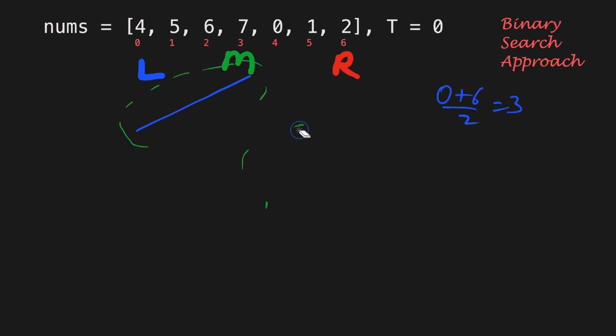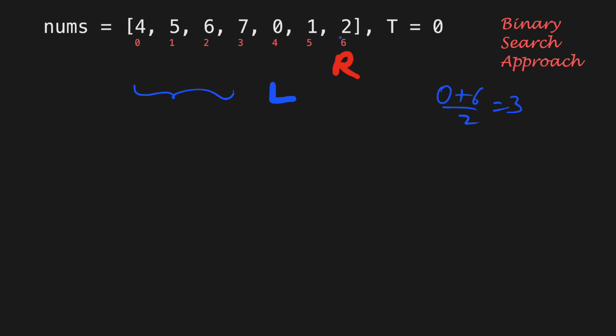Now continuing with our example, we know that the middle element 7 is not equal to target, but we can see that the left half of the array is sorted as the left element 4 is less than middle element 7, but the target equal to 0 doesn't fall in this range. So we shift our focus to the right side by updating the left pointer to mid + 1, equal to 4.